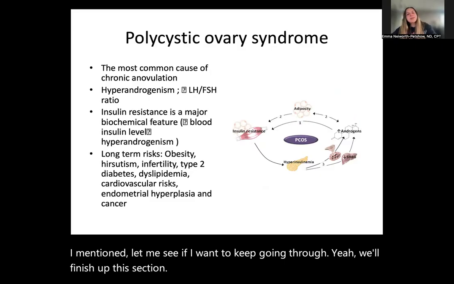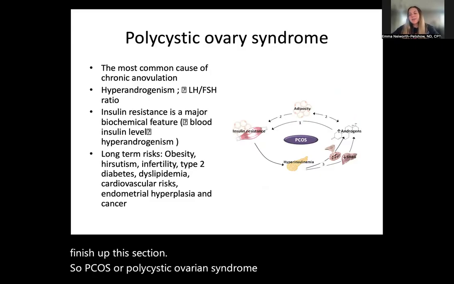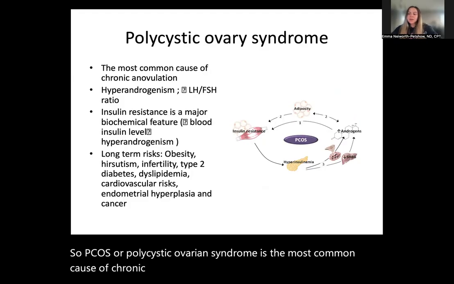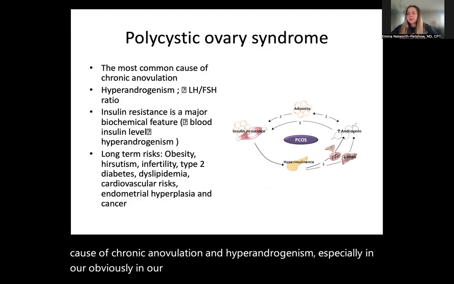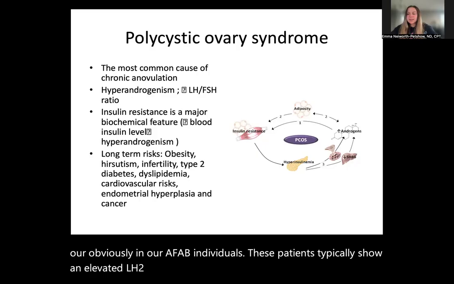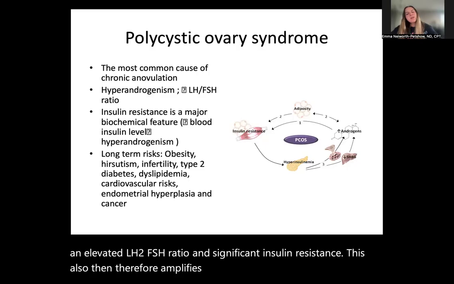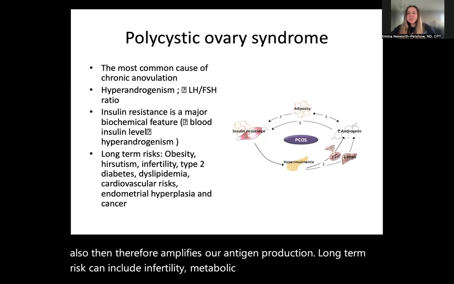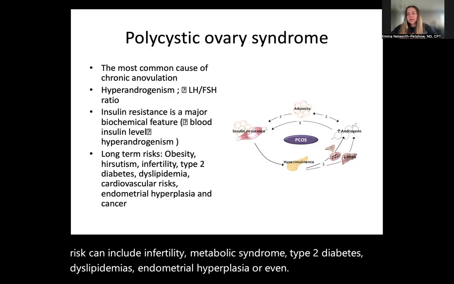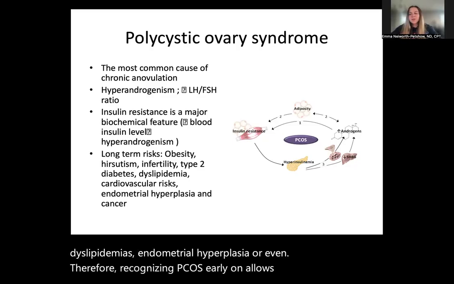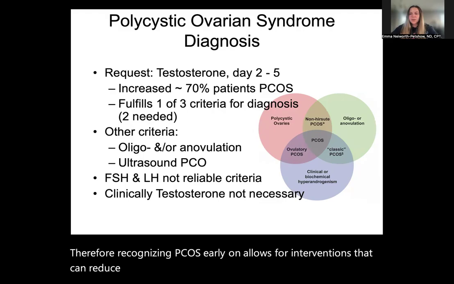So PCOS or polycystic ovarian syndrome is the most common cause of chronic anovulation and hyperandrogenism, especially obviously in our AFAB individuals. These patients typically show an elevated LH to FSH ratio and significant insulin resistance. This also then therefore amplifies our androgen production. Long-term risks can include infertility, metabolic syndrome, type 2 diabetes, dyslipidemias, endometrial hyperplasia, or even cancer. Therefore, recognizing PCOS early on allows for interventions that can reduce these long-term complications.